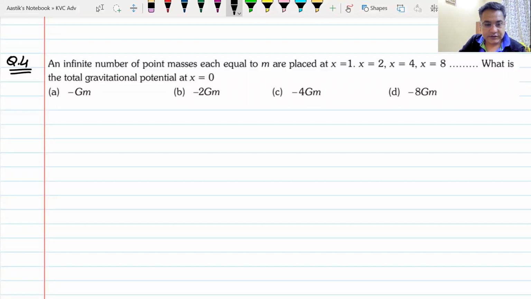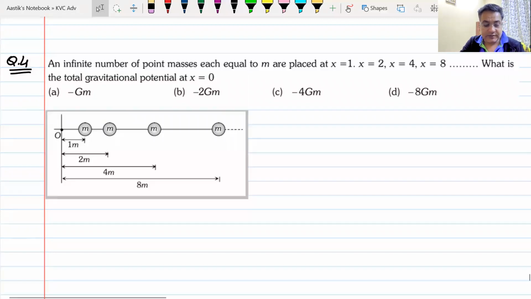Well, just to help you out, this is the diagram that you had to draw if you had to draw a diagram. Same diagram we had done for gravitational field. What is the answer? It will form an infinite series.